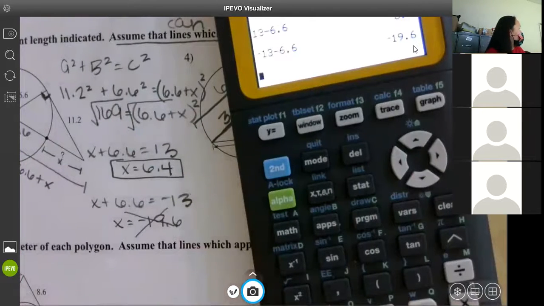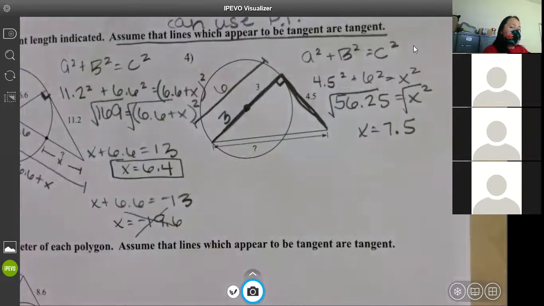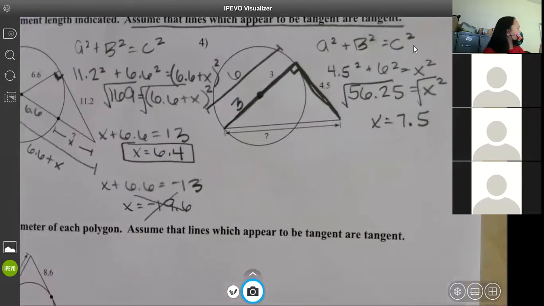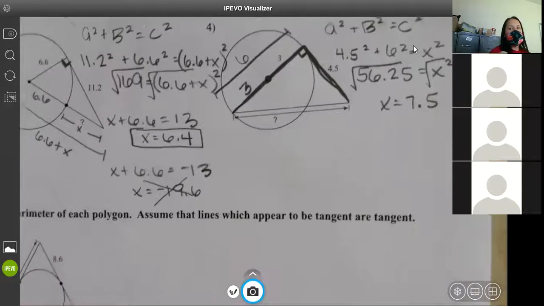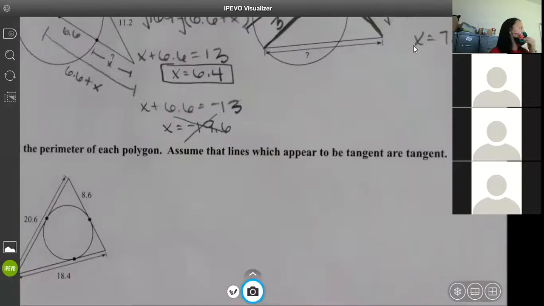That will not always happen, okay? That will not always happen. Sometimes both of them will work. All right, so any questions about that? All right, how do we find perimeter? We add all this up. So I call this the ice cream cone theorem.